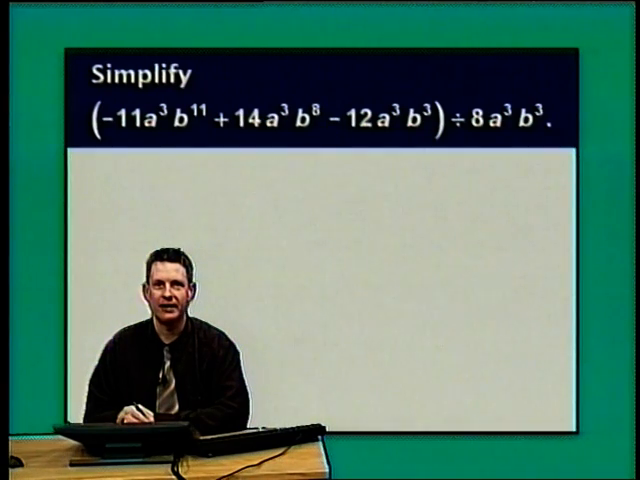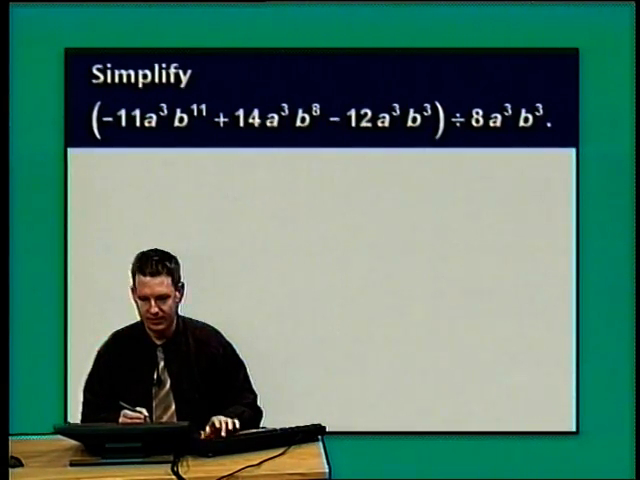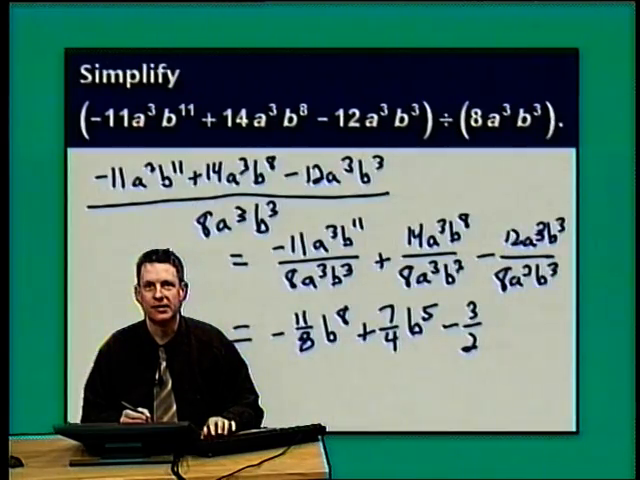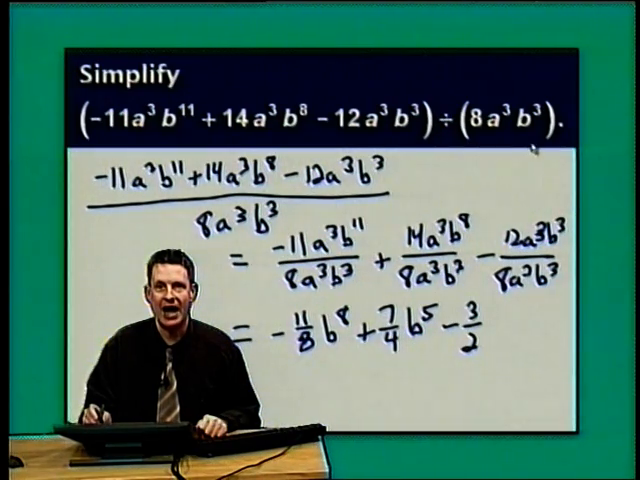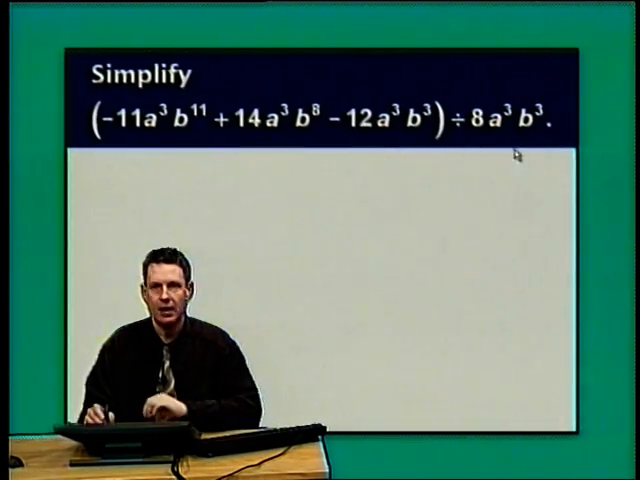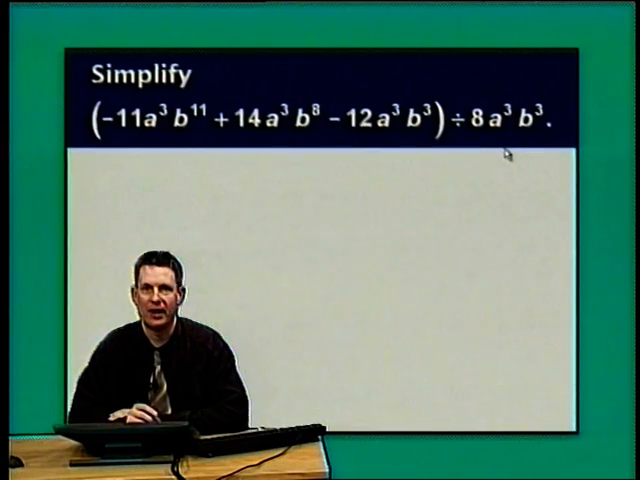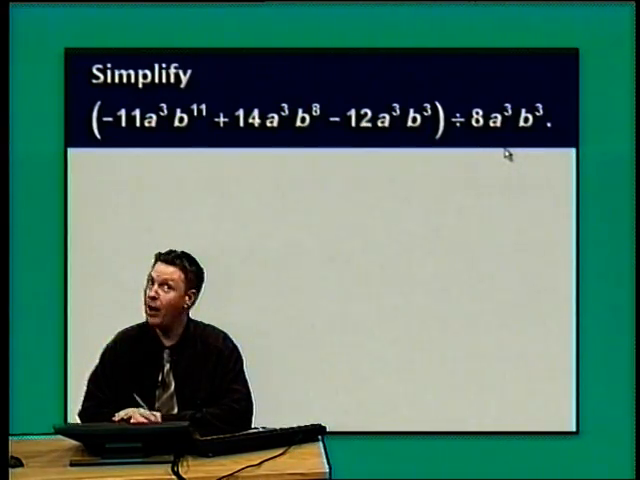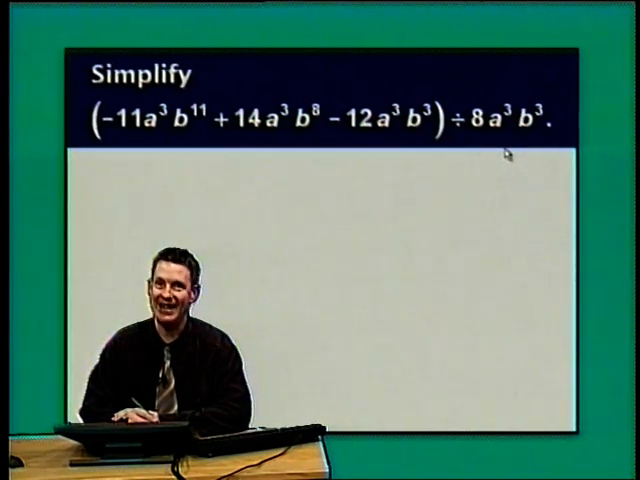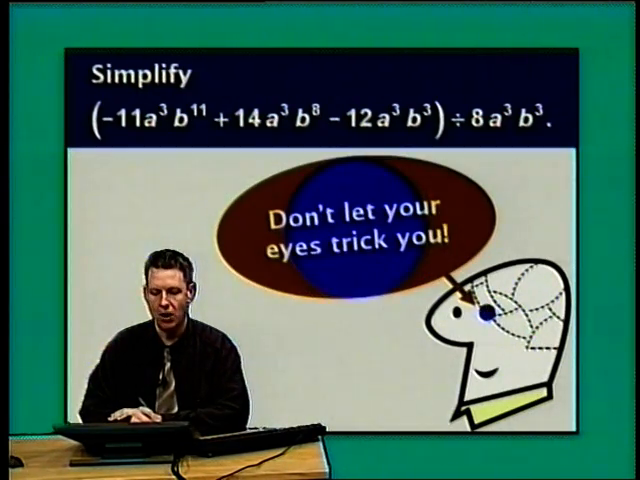This looks like exactly the same problem we just worked. There must be something different. Do you see it? This problem has parentheses around 8a cubed b cubed. This problem does not have parentheses around 8a cubed b cubed. A lot of people imagine parentheses around 8a cubed b cubed even in this problem. Don't let your eyes trick you. There are no parentheses around 8a cubed b cubed.